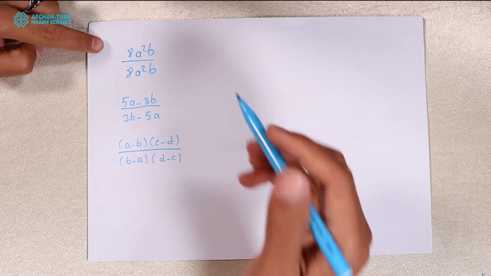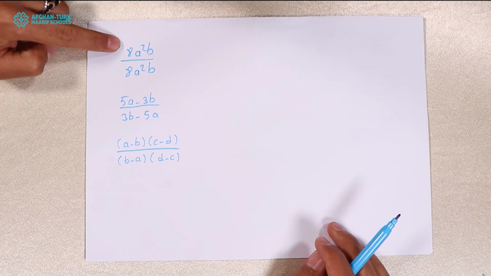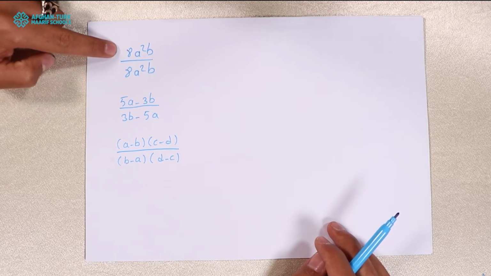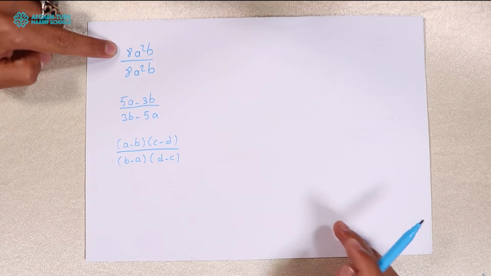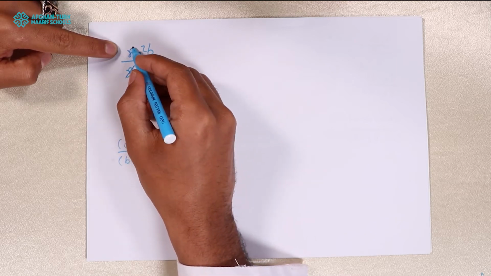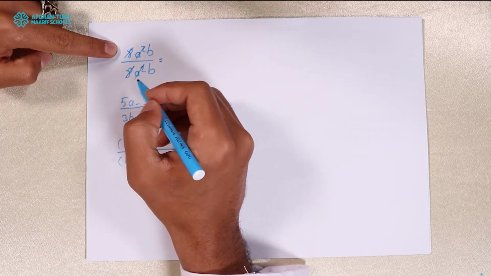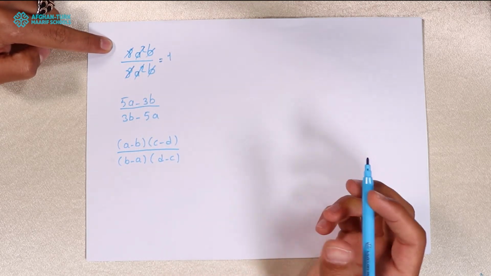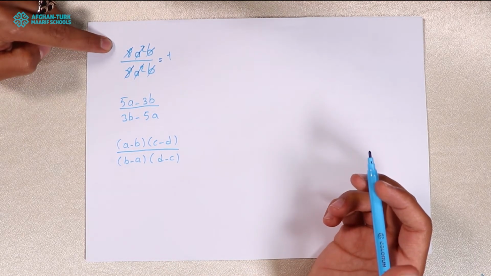Let me check the first question, 8a squared b over 8a squared b. The variables are the same, their powers are the same, and the real numbers are the same. So we can simplify easily. 8 goes by 8, a squared cancels by a squared, and b is cancelled by b. So the answer is simply 1.